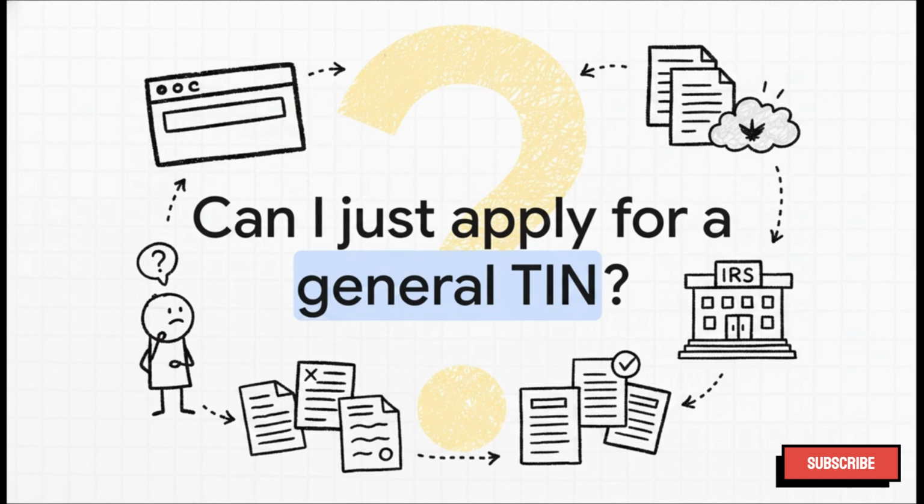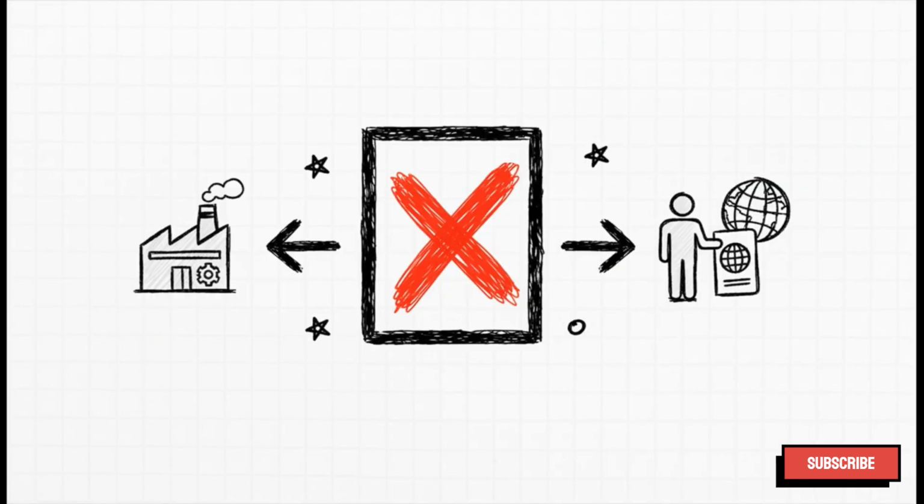They see forms asking for a TIN and naturally assume there's just one master form for it. Well, the answer is a big no, because as we just learned, TIN is just a category. You actually have to apply for the specific type of number you need. If you need a number for your business entity, you're going to apply for an EIN.